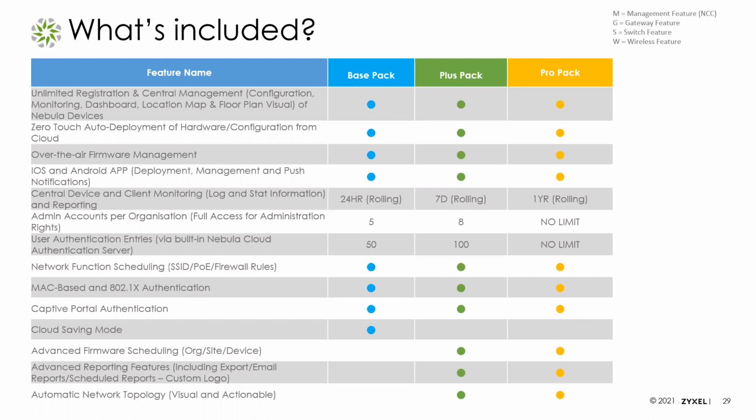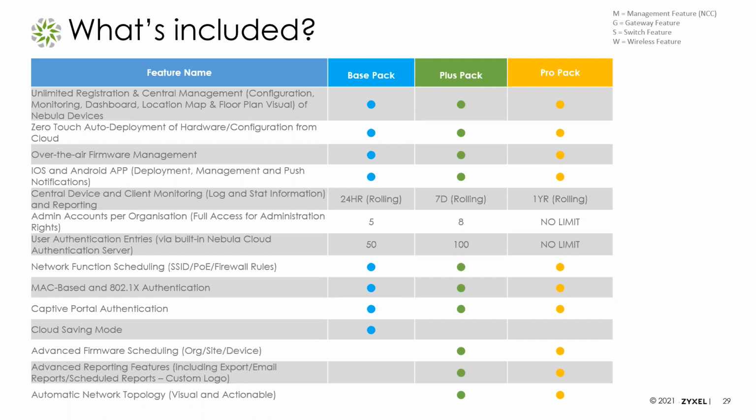The next area where we've got some differences is the number of admin accounts per customer. With the free version of Nebula, you can have up to 5 different admin accounts per customer account in the cloud. Plus Pack gets you 8. Pro Pack gets you an unlimited number.